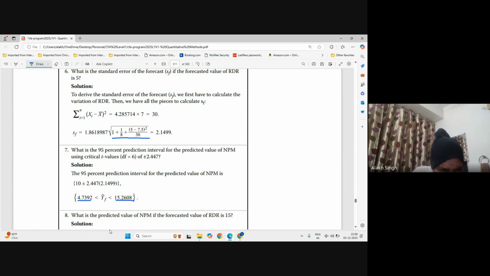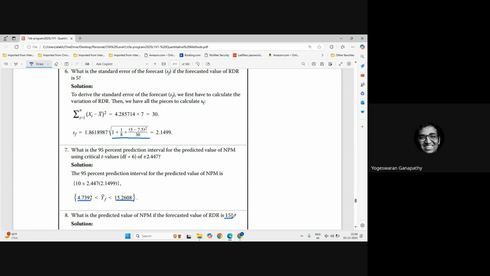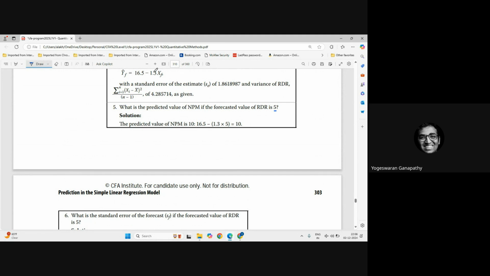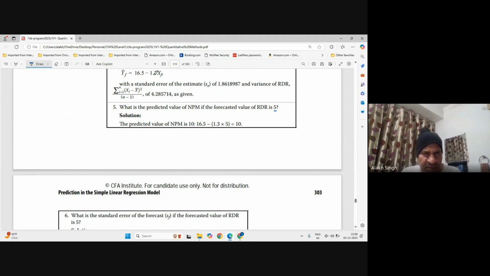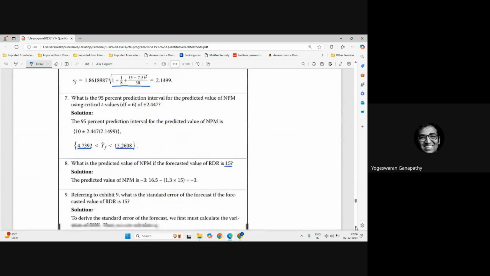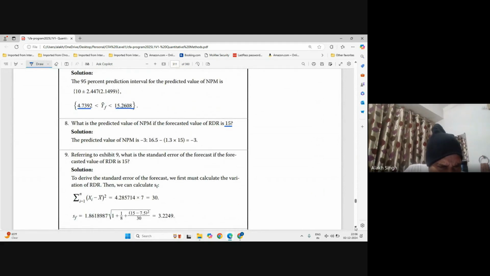Interval estimate. What is the predicted value of NPM if the forecasted value is 15? Do you want to do this? The model is here. It's the same thing: instead of 5, you have 15. 15 times 1.3 will be how much? 19.5. 16.5 minus 19.5 will be minus 3. Yes, sir.